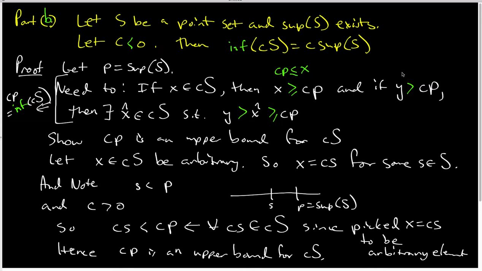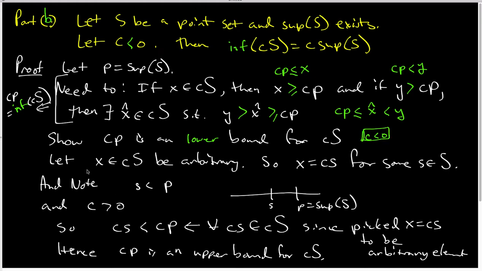If you want to, you can rewrite this one as I want to pick Y just a little bit bigger than CP, and I want to show that there is an X hat that is trapped between CP and Y, because that means Y can't be a lower bound for the set CS. So in other words, the first thing that I need to do is show that CP is not an upper bound, but we are now looking at trying to show that CP is a lower bound for the set CS where C is negative.